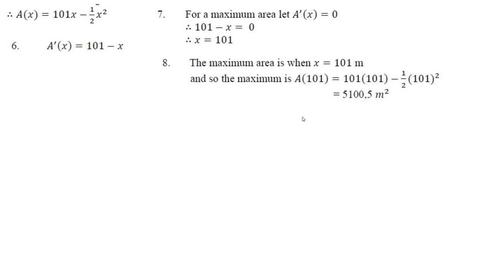Well, x equals 101. What will the area be, the maximum area? You just put it back into the equation to get the area. 101 times 101 minus a half times 101 squared turns out to be 5,100.5 square meters. And that's your answer. You've done it.